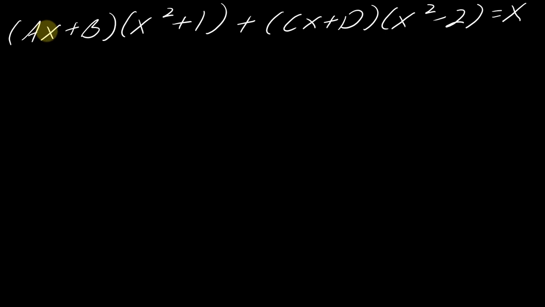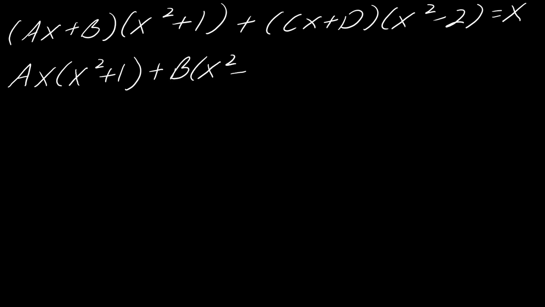So what I'm going to do is take this first term and set up what it would mean to multiply by this entire other bracket. So I'm going to set this up as ax times x squared plus 1. Okay, and then I'll continue on to the b. So this will be plus b times x squared plus 1.